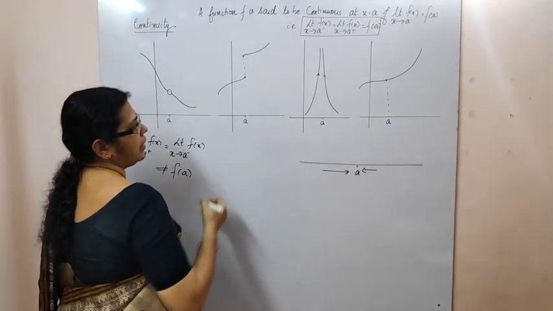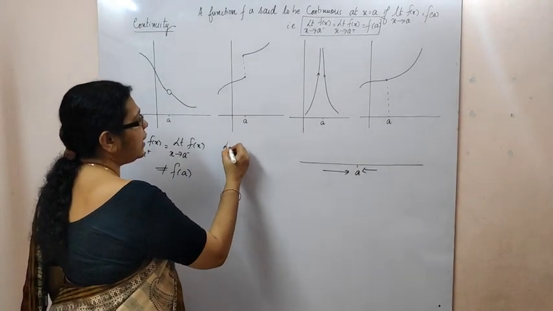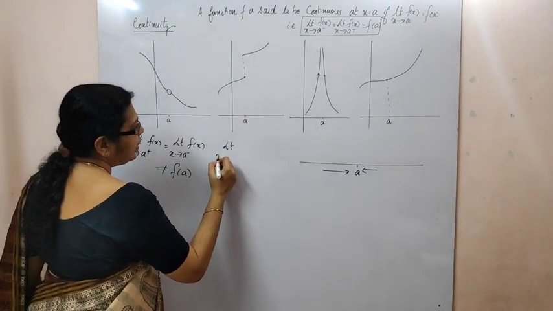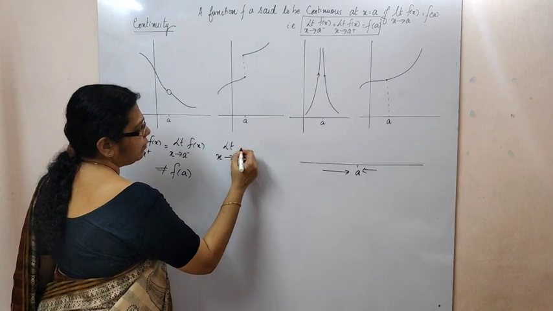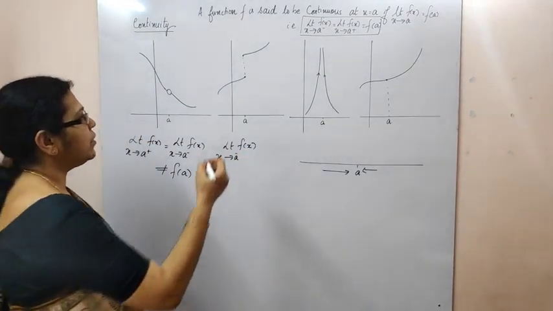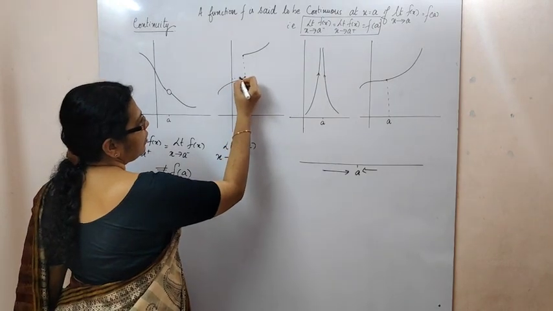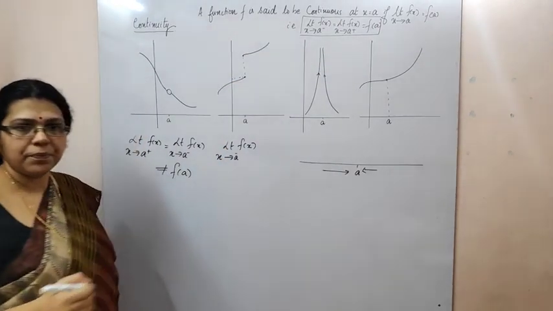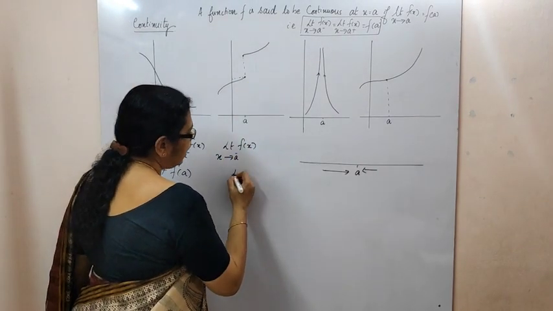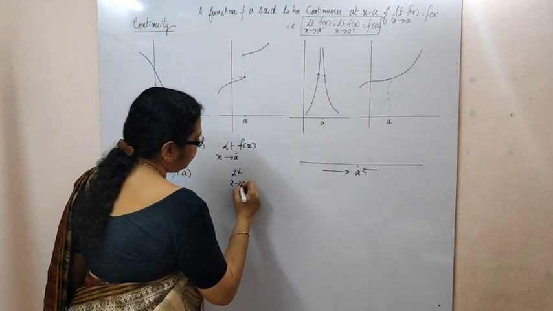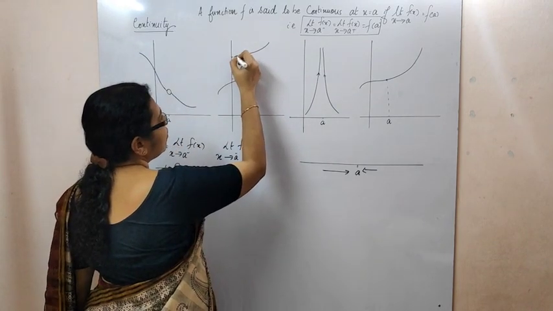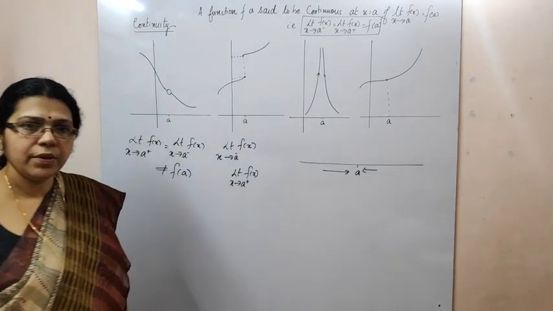Now coming to this side, the left hand limit means from here it comes, right? The left hand limit x tends to a minus f of x, that means it is somewhere over here. This is the value, right? Now, this value and limit x tends to a plus f of x. What is this value? It is somewhere over here. This is the y value, right?